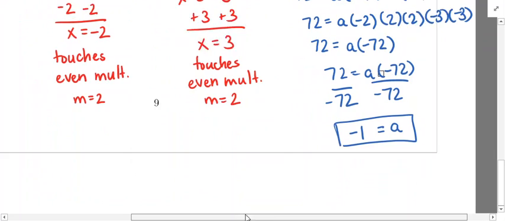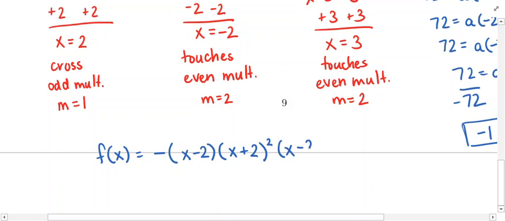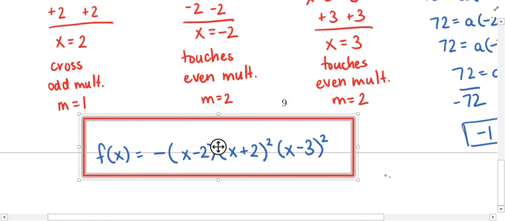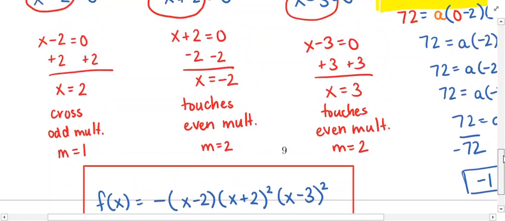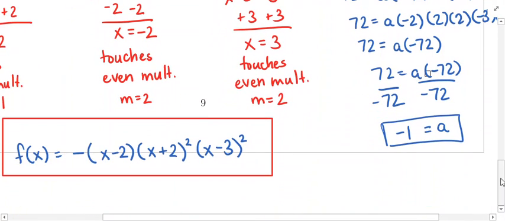You have to go back and say what the a value actually is. So the final answer, like I said, is going to be -1, which I'm just going to leave as a negative sign, times x minus 2 times x plus 2 squared times x minus 3 squared. This is the final answer. The great thing is you can check yourself by plugging this into a calculator to make sure the picture you see matches the verbal description that you were initially given. So I'm going back up to make sure that I wrote this equation down correctly. All right, let's give it a shot.